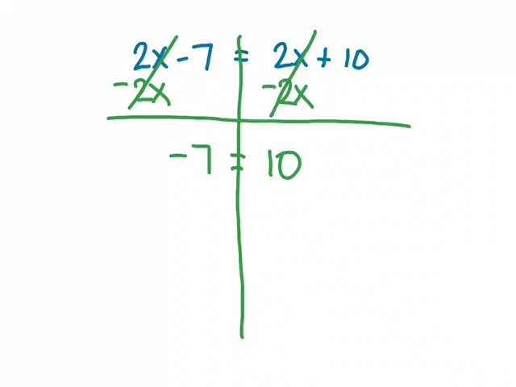Negative 7 equals 10. Ask yourself, is that a true statement? Does negative 7 equal 10? Are they the same number? And your answer is no, they are not the same answer. So when this happens and you're left with a statement that is not true, negative 7 does not equal 10, then we say that this has no solution.